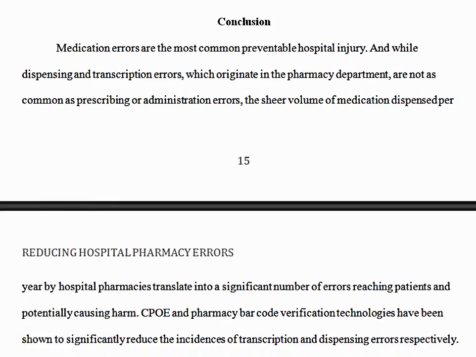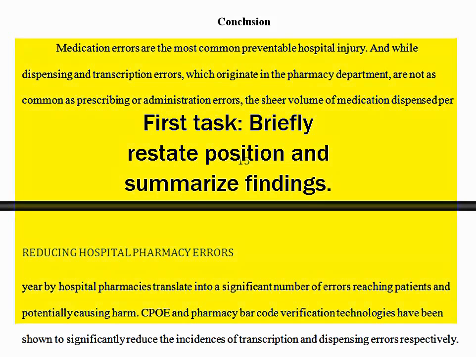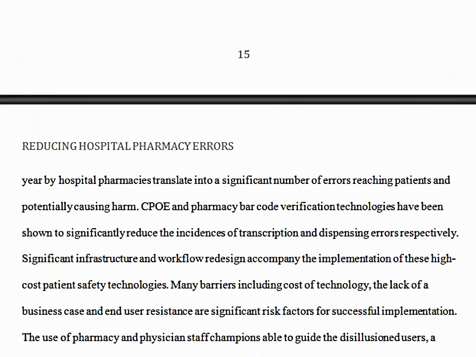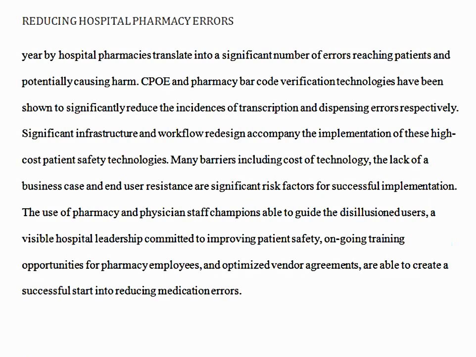And if you remember, the conclusion must contain certain elements, a summary of the paper and a look into the future. Here we go. Medication errors are the most common preventable hospital injury. And while dispensing and transcription errors, which originate in the pharmacy department, are not as common as prescribing or administration errors, the sheer volume of medication dispensed per year by hospital pharmacies translate into a significant number of errors reaching patients and potentially causing harm.